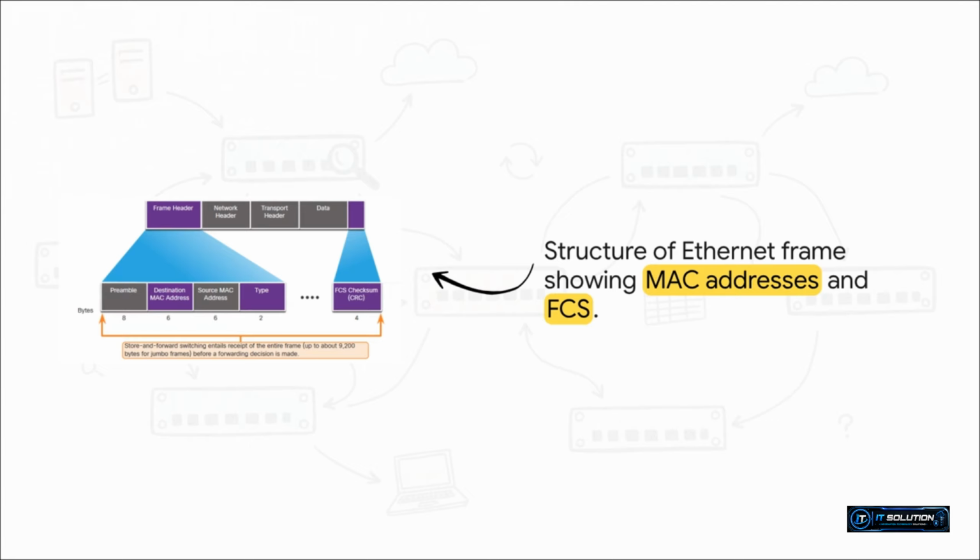Then, take a look all the way at the tail end of the frame. That's the FCS checksum, or frame check sequence. It's basically a mathematical value calculated by the sender. The receiving switch recalculates this exact value to see if the frame was corrupted or damaged during transmission. So it's kind of like a built-in quality control mechanism.